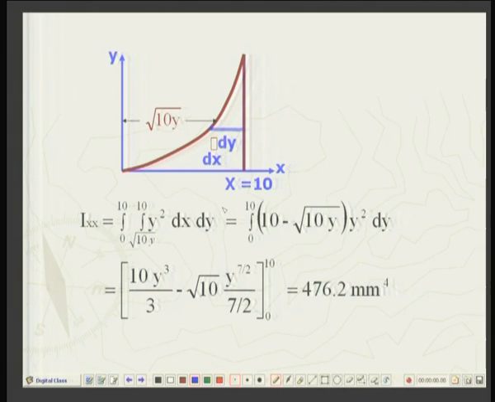Okay. So, first integration on x will give me simply x. So, we will substitute the upper limit and the lower limit. So, 10 minus root of 10 y, into y square, and integrate on y. So, again not a very difficult integration which you can carry out, and we will get 476.2 millimeter power 4.